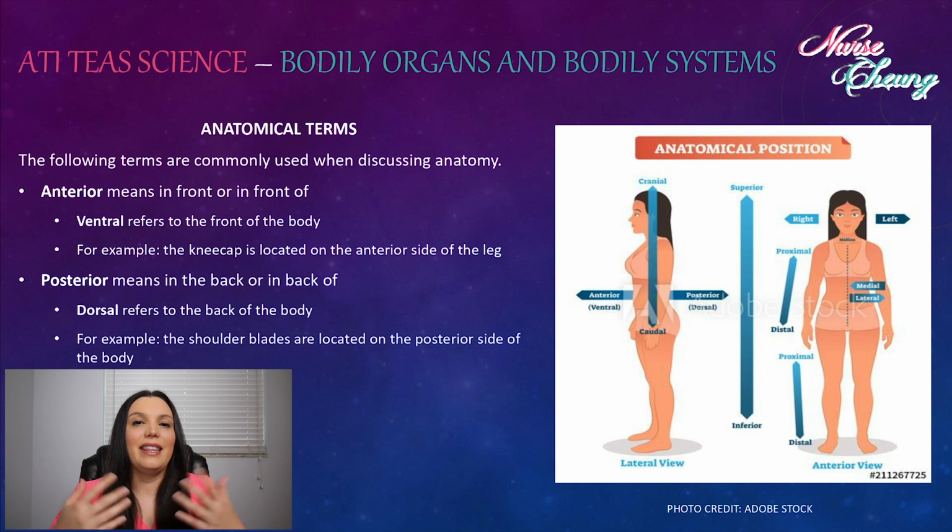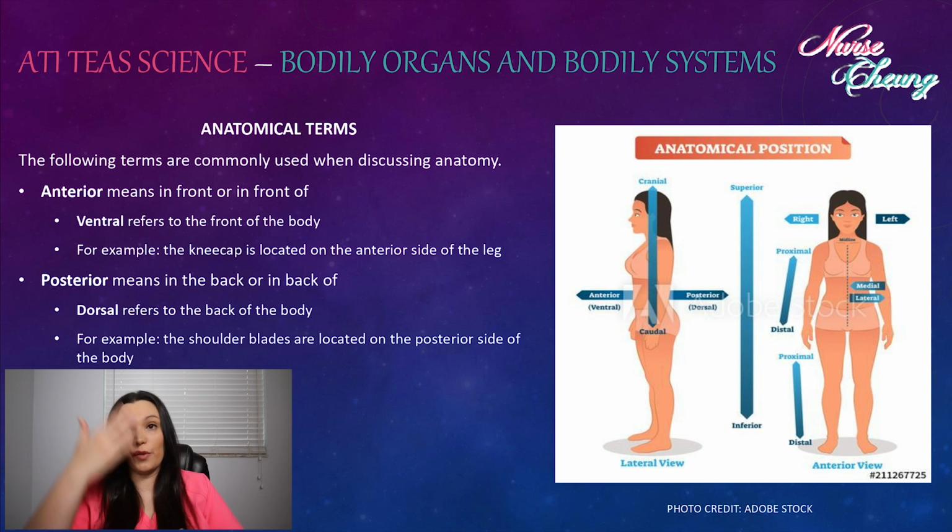Let's get started. The ATI TEAS will cover a lot of anatomical terms on the exam. So here are some of the commonly used anatomical terms that you may see. Anterior means the front or the front of. Ventral refers specifically to the front of the body. For example, the kneecap is located on the anterior side of the leg.